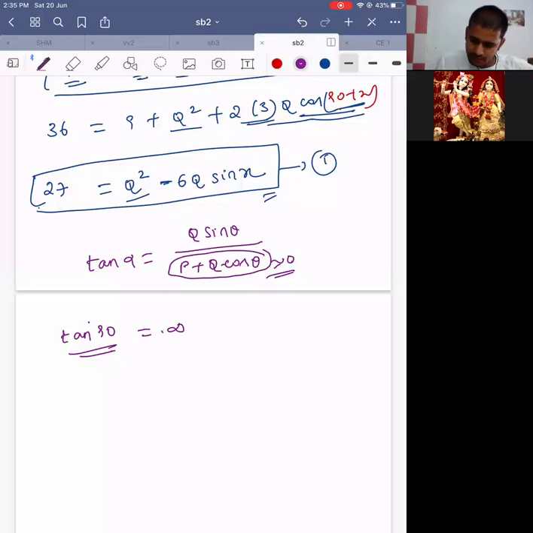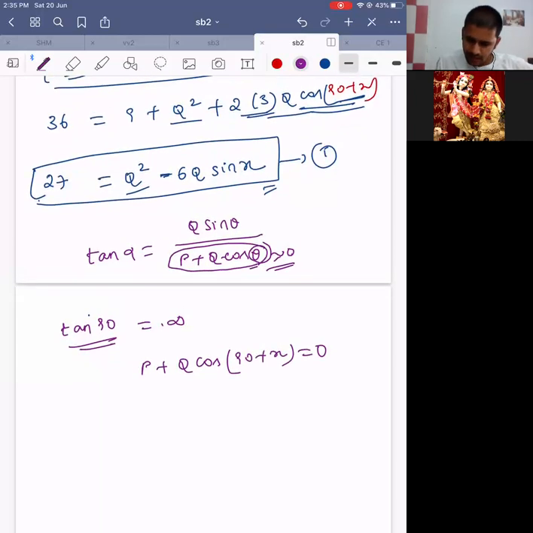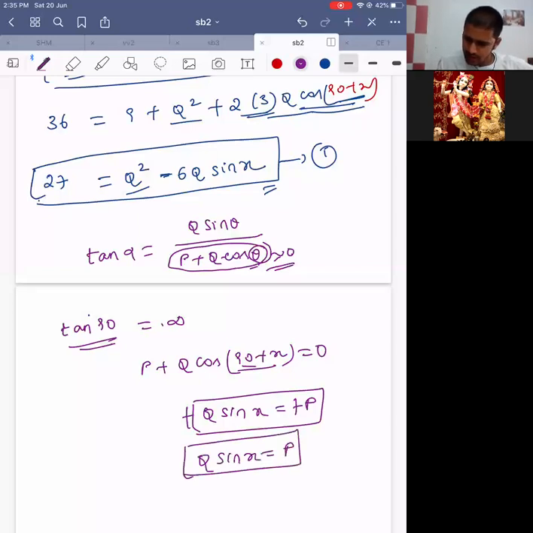So to solve this, p plus q cos theta, with theta equal to 90 plus x, is equal to 0. So p, and if I send q cos of 90 plus x, which is minus q sin x, is equal to minus p. So minus gets cancelled. Q sin x is equal to p. This is the second one. Okay.